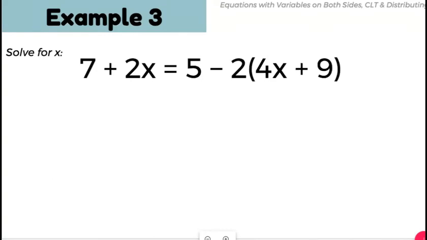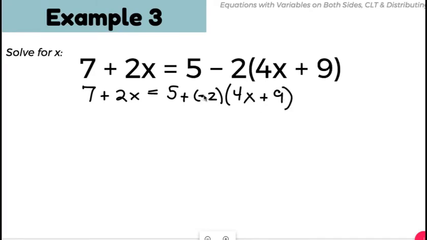Next example. Again, we have a lot going on here, but we just breathe, take our time, and simplify each side first. So that's our very first step, is to simplify each side. Now, first thing I'm handling is this subtraction. So 5 plus negative 2 times 4x plus 9.